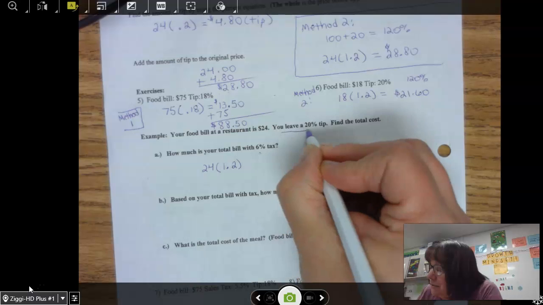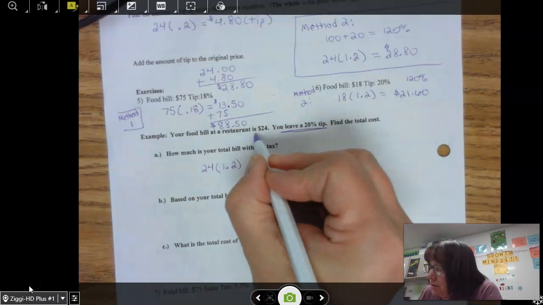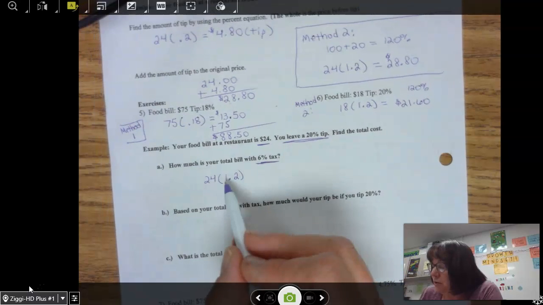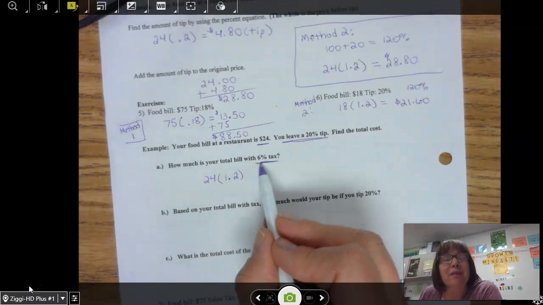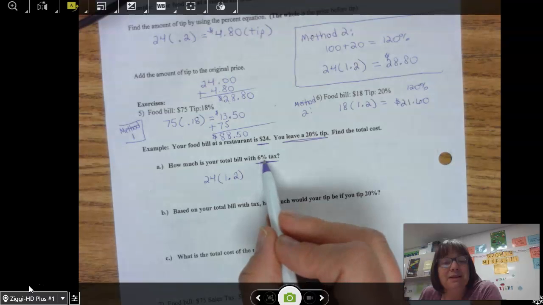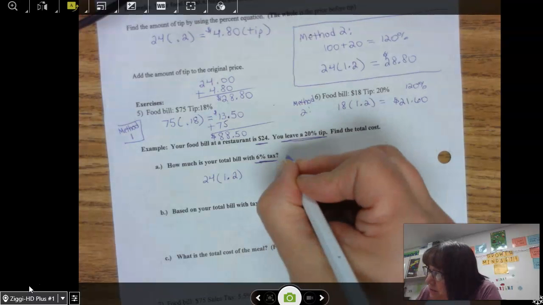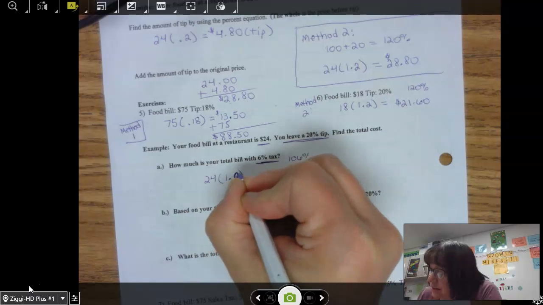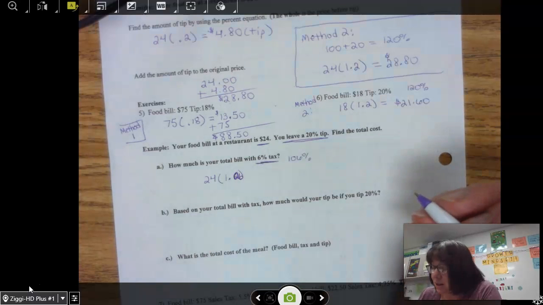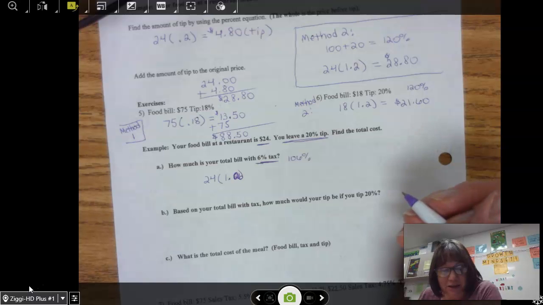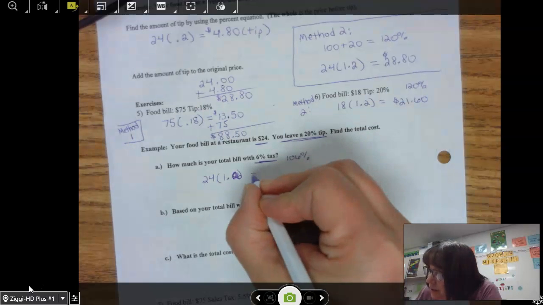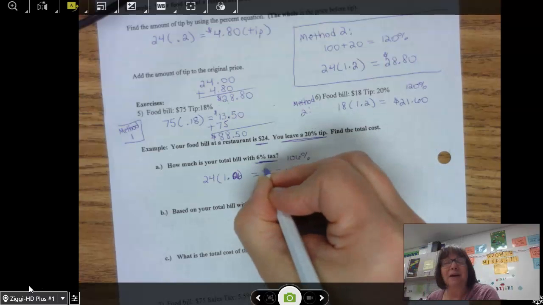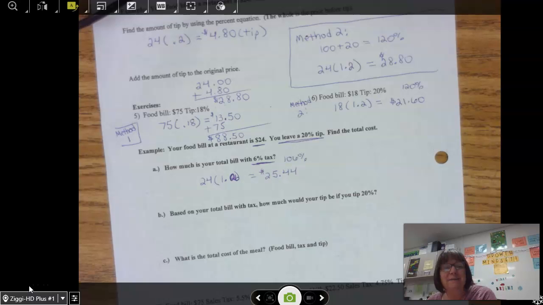It might be helpful to underline the information so you don't get confused. So let's try this again. We're going to take 24 and multiply by the full 100% plus the 6, which would be 106%, or 1.06. Okay, and 24 times 1.06 is going to give me $25.44. So this is my full bill with tax.